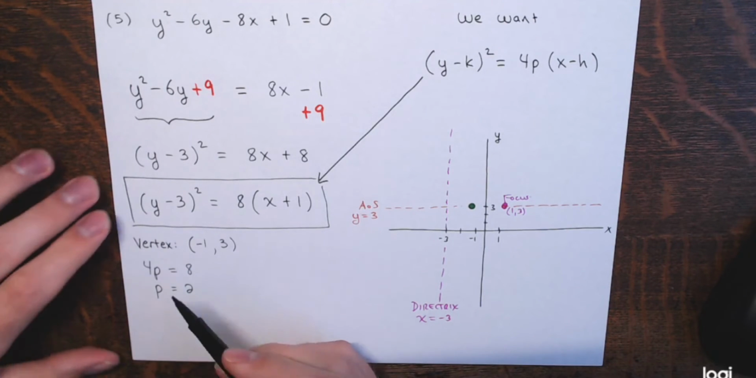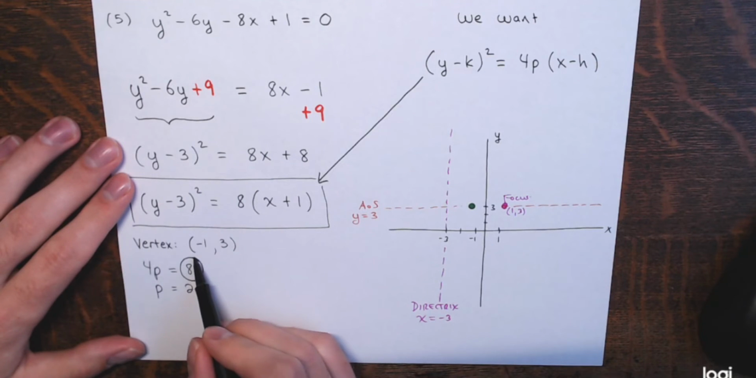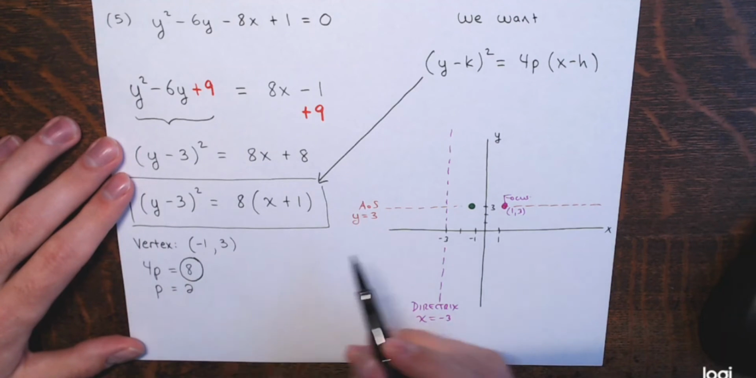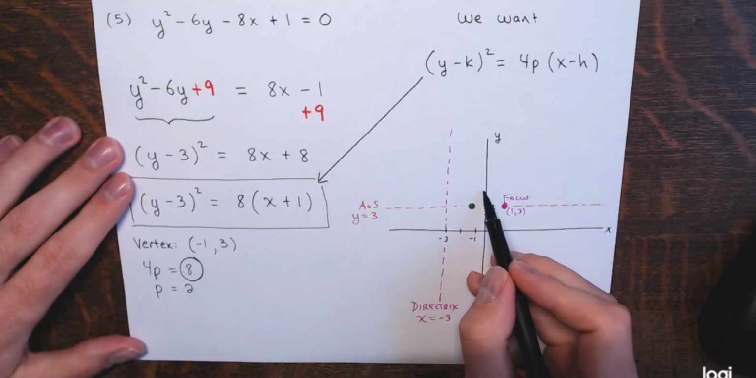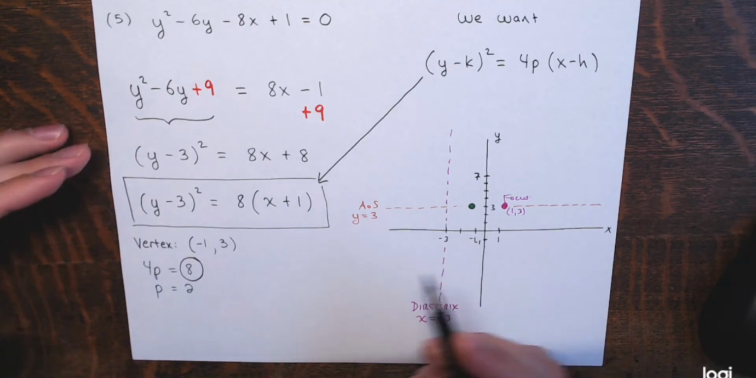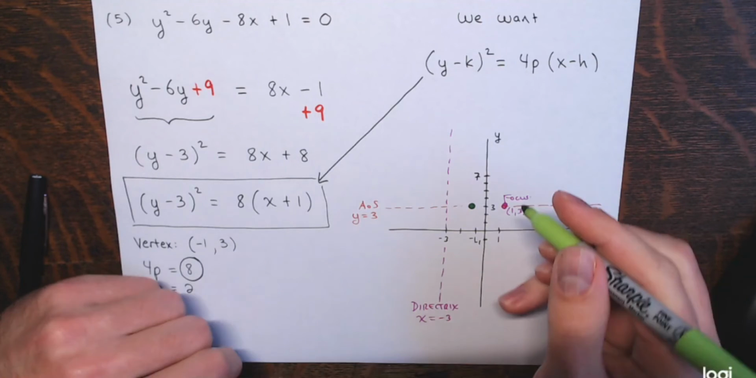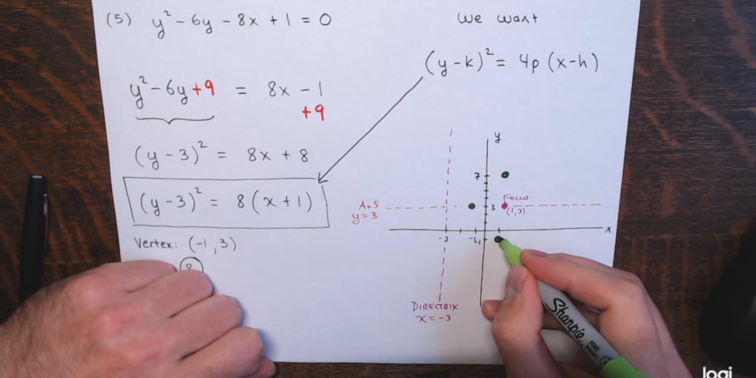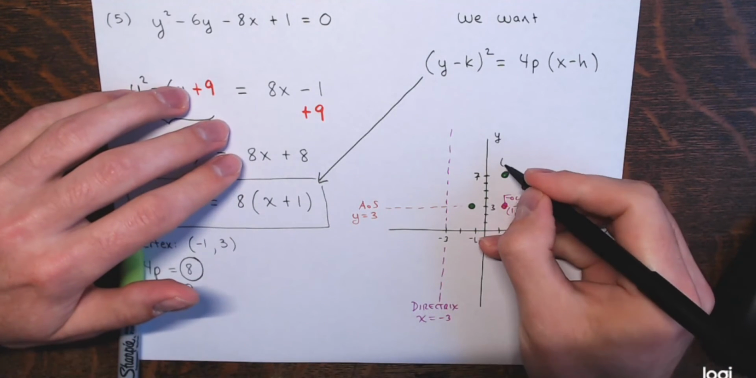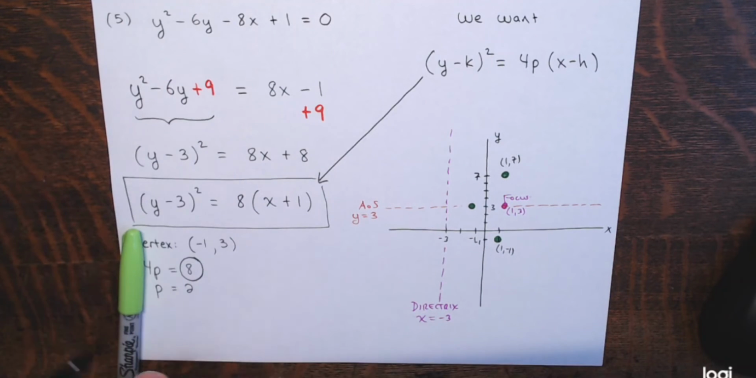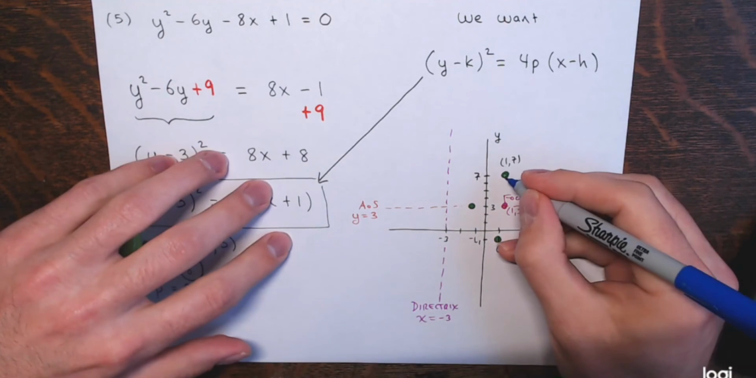And then, 8 is the absolute value of 4p. That's the length of the latus rectum. So I cut that in half, that's 4 units. So from the focus, I go 4 units up and 4 units down, and we get those points at the ends of the latus rectum that are actually on the parabola. So here's 1, 7 and 1, negative 1. I'll label those. 1, 7 should be a solution. 1, negative 1 will be a solution. And then here's the latus rectum here.